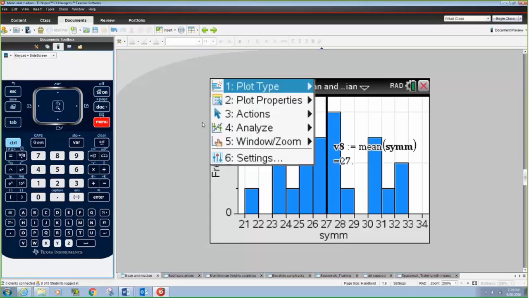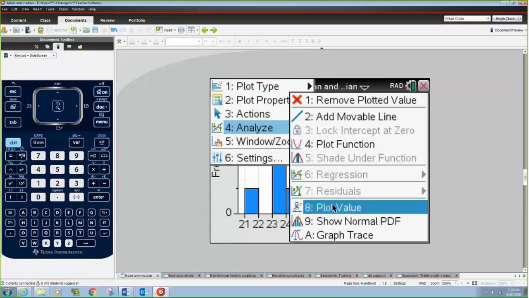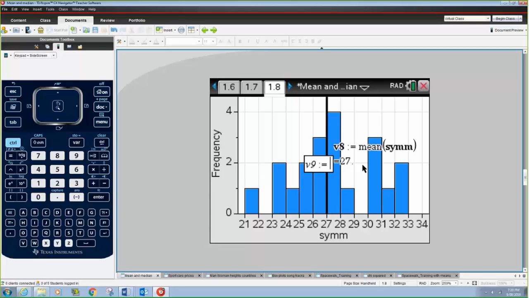And we can do the same by going plot value, but this time I will do the median of symmetrical again, so it comes bold. And now I can see that those two for this data set are very close.